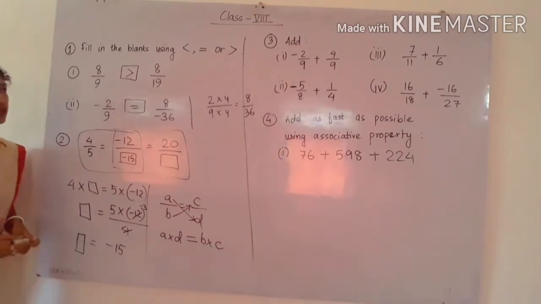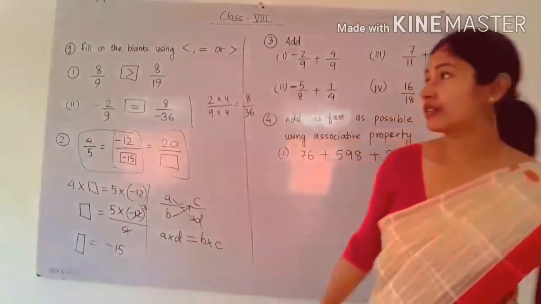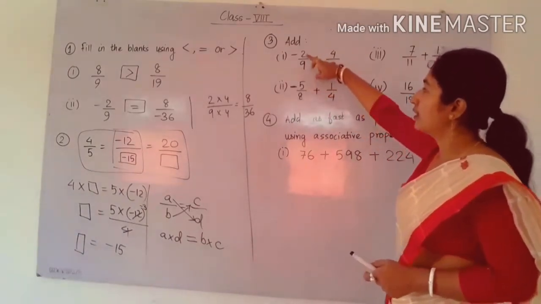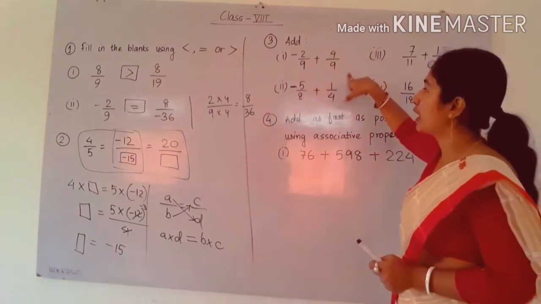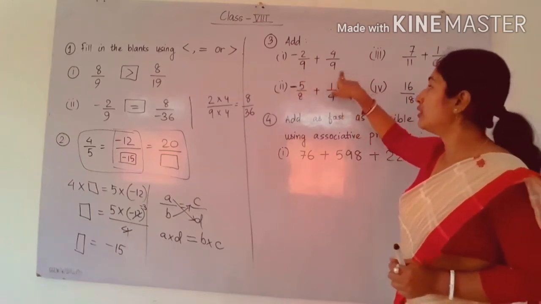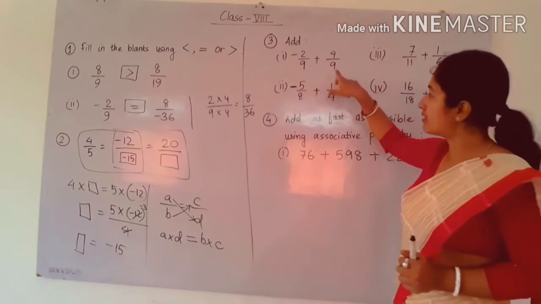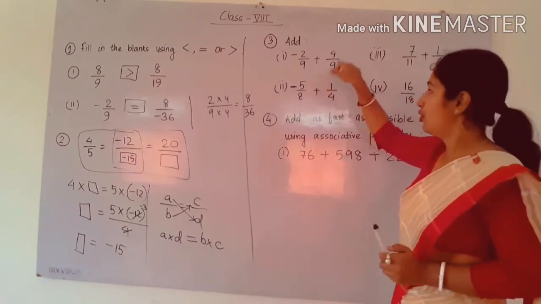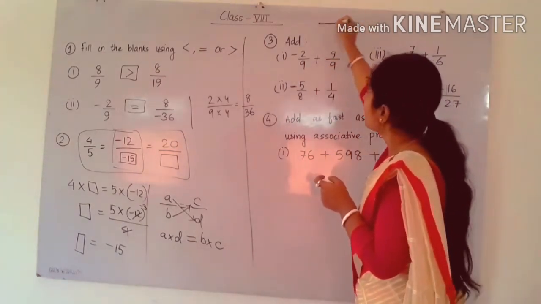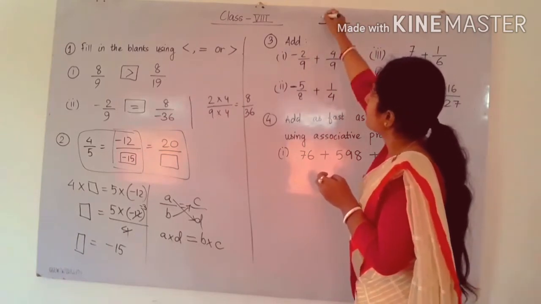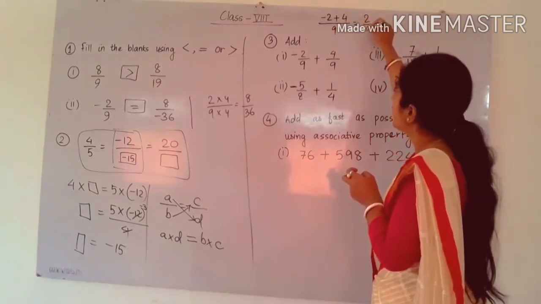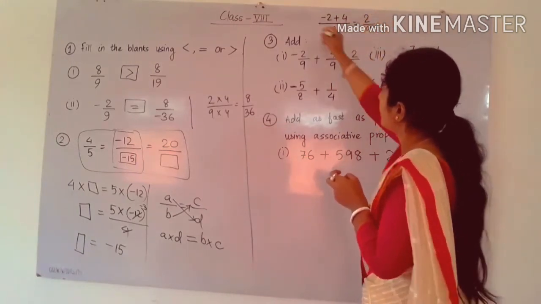So the next question is question number 3. We have to add rational numbers. So I have taken 4 examples. The first example is, see here, minus 2 by 9 plus 4 by 9. Here clearly see that the denominators are same. So already you know, if the denominators are same, then the LCM will be the same number, that means 9. So how to do it? You take 9 as LCM, then you write minus 2 plus 4. So minus 2 plus 4 will become 2. 2 by 9. So the answer will be 2 by 9. So this is the process.